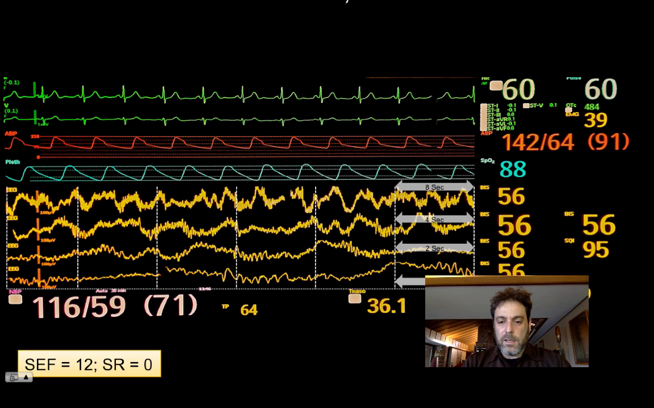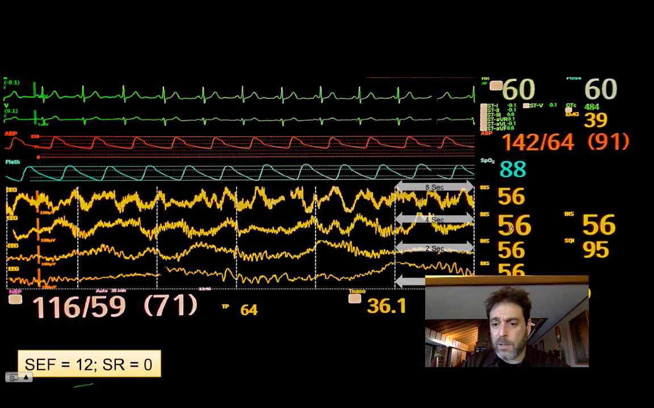And here is an example of a BIS of 56. Our spectral edge is 12, and you can see these lovely slow delta waves, spindles, persistent spindles. Remember, persistent spindles are more consistent with general anesthesia than with sleep. I can look for a good place to count them. 1, 2, 3, 4, 5, 6, 7, 8, 9, 10, maybe 10 hertz over there. So consistent with the spectral edge of 12 hertz.